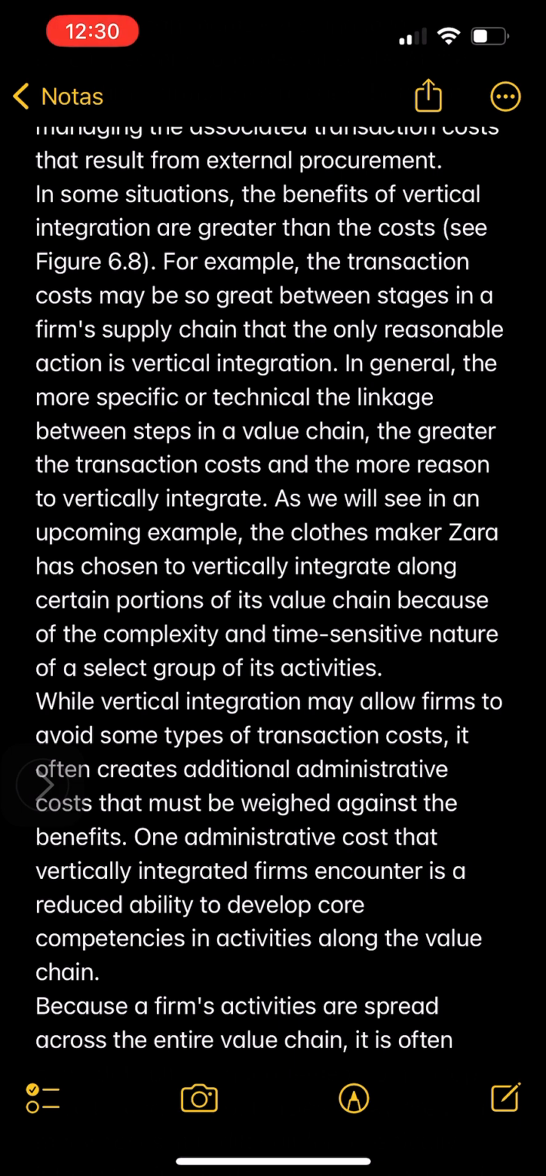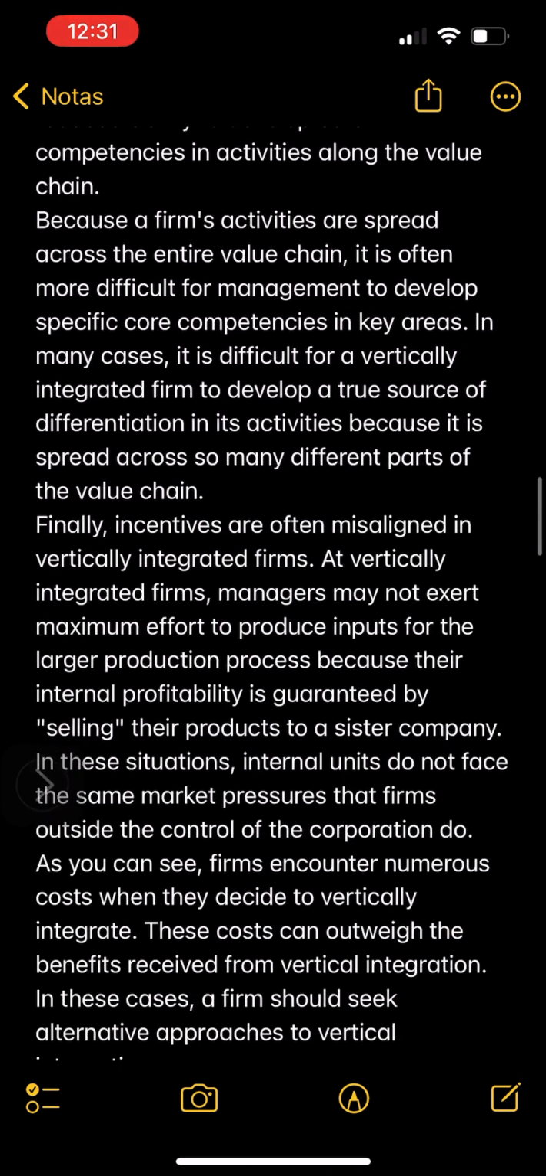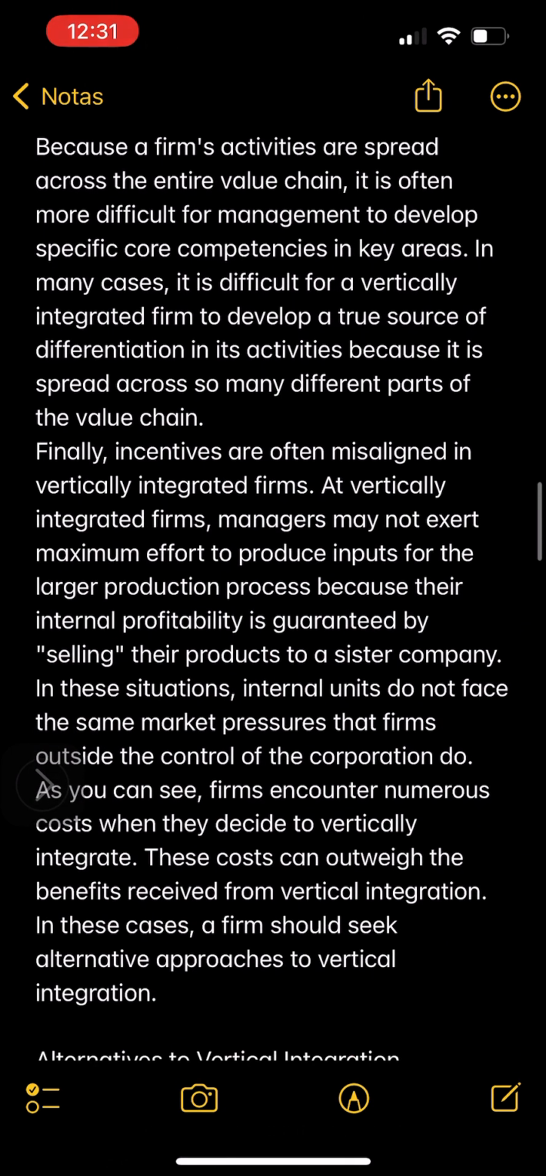One administrative cost that vertically integrated firms encounter is a reduced ability to develop core competencies in activities along the value chain. Because a firm's activities are spread across the entire value chain, it is often more difficult for management to develop specific core competencies in key areas. In many cases, it is difficult for a vertically integrated firm to develop a true source of differentiation in its activities because it is spread across so many different parts of the value chain.